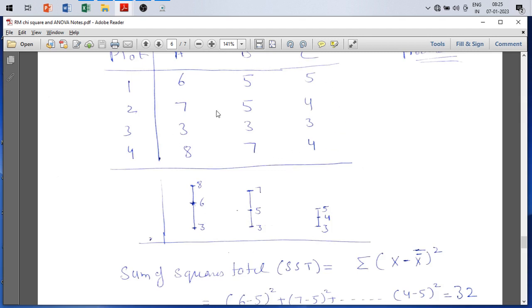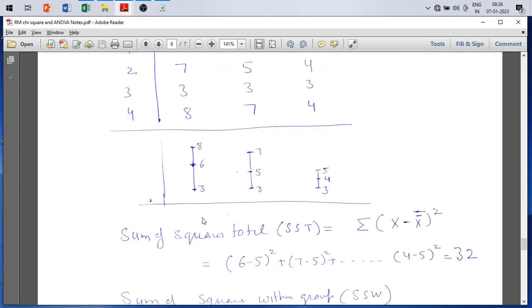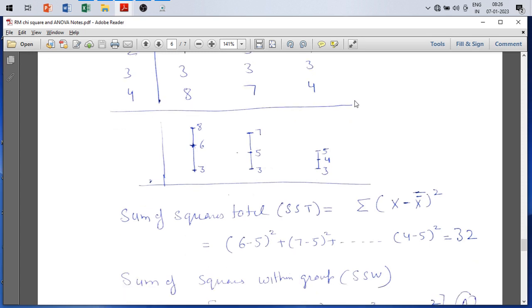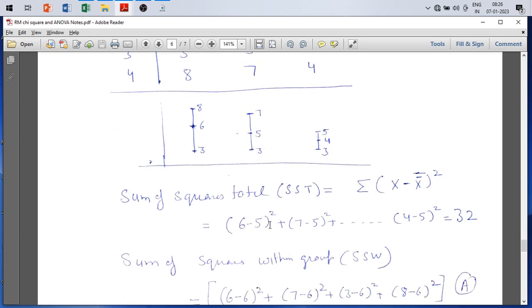The deviation of each one, for this will be 6 minus 5, and we square that. Similarly 7 minus 5, square that. 3 minus 5, square that. 8 minus 5, square that. Like that for all the values we do. You can call that sum of squares total, because in calculating this we have considered all the data. We do that, and it turns out to be 32.